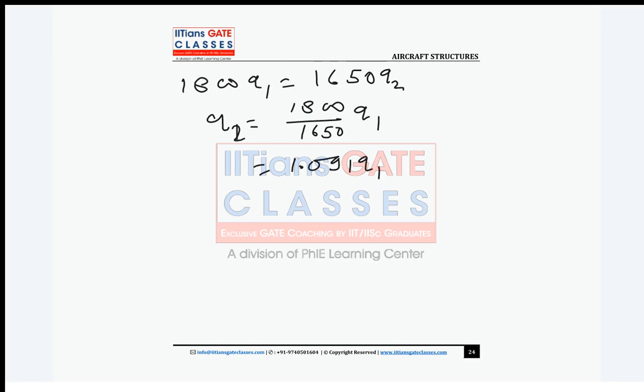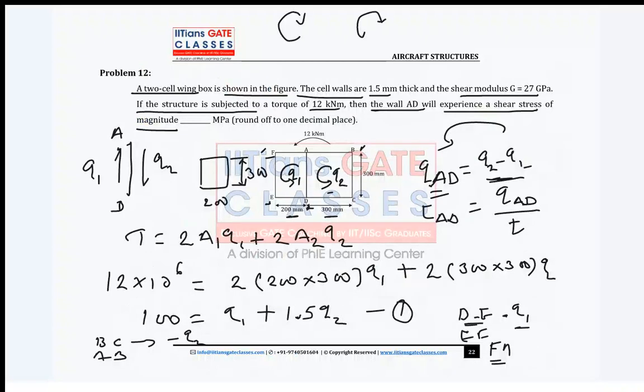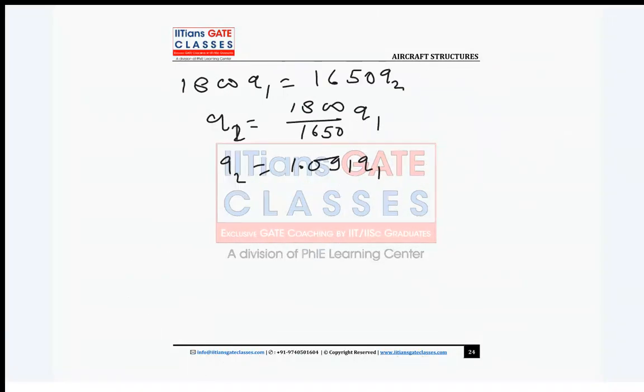Is it correct? Q2 is equal to this. Now guys, look at your first equation, which is Q1 plus 1.5 times Q2 equal to 100. Am I correct? So from here, substitute that. So what we get? 100 equal to Q1 plus 1.5 times 1.091 Q1. So guys, find out Q1 from here. How much do you get for Q1?